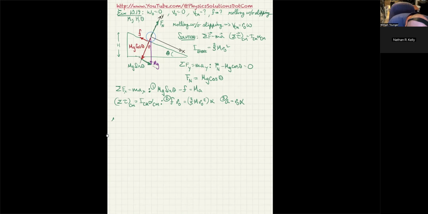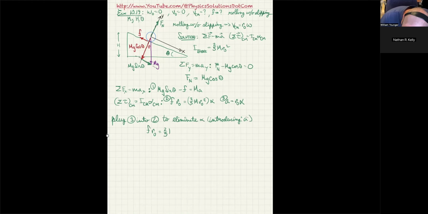So plug 3 into 2 to eliminate alpha, introducing A. So that's what I'm going to do. That gives me F times R0 is equal to 2/5 m R0 squared times alpha, which becomes A over R0. So I get A over R0 like that.